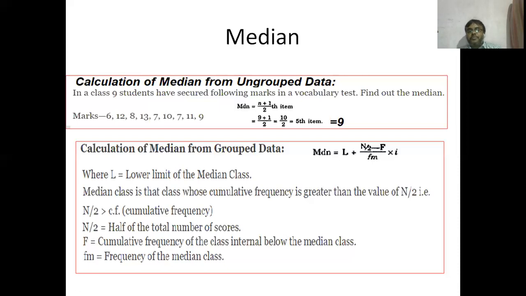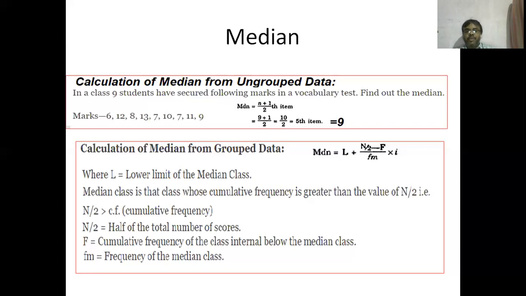Similarly, for a grouped set of data, where there are class intervals and frequencies given, you can compute the median using this formula, where L is equal to the lower limit of your median class. For example, you take a median class 40 to 49. So 40 will be your lower limit and 49 will be your higher limit, and i is equal to 10. So L is the lower limit, and n by 2. What is n by 2? n by 2 means it is basically the cumulative frequency just after your median class, meaning the next one.